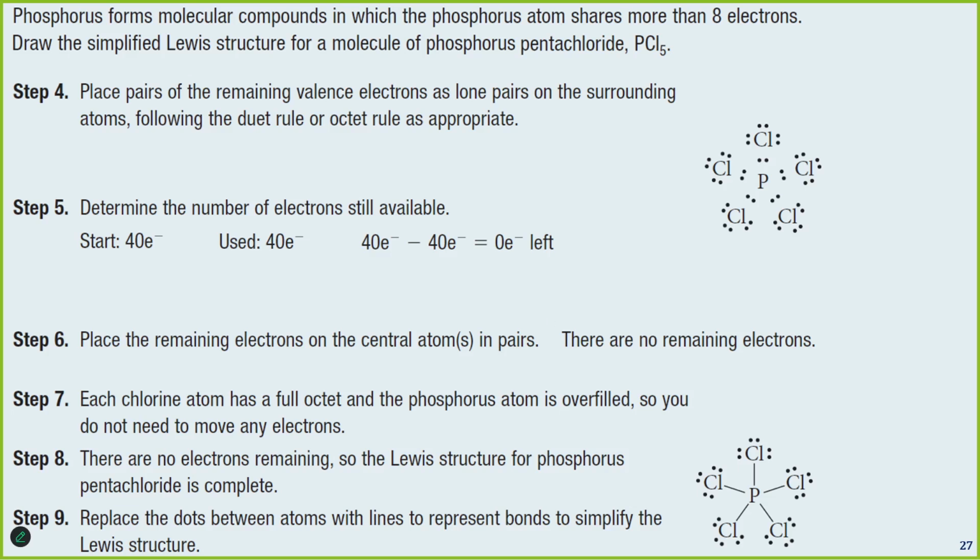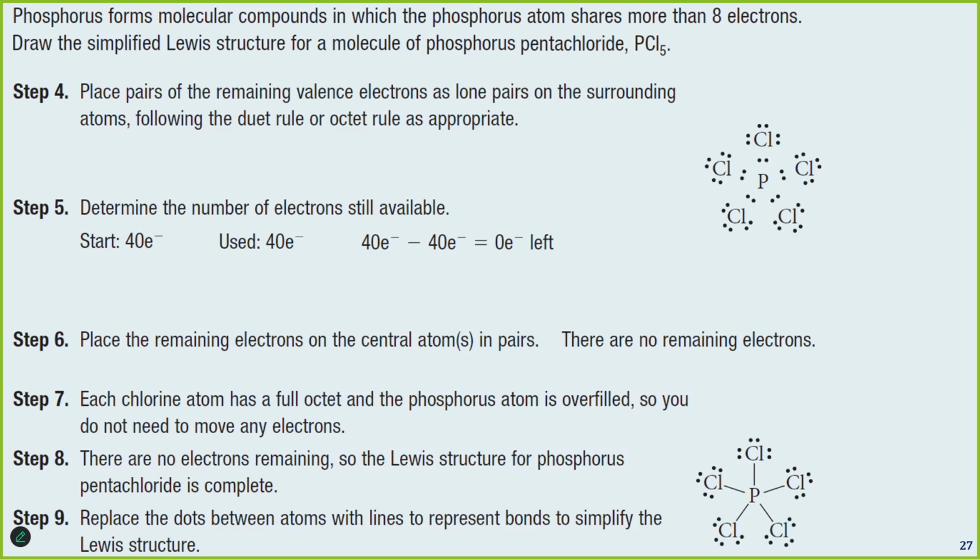Then in step 4, place pairs of the remaining valence electrons as lone pairs on the surrounding items, following the duet rule or the octet rule as appropriate. And apparently, if you do this, in the next step we can find the number of electrons still available is 0. So we can just skip step 6 because there are no remaining electrons. And each chlorine item has a full octet, and the phosphorus item is overfilled, so we don't need to move any electrons. In step 8, there are no electrons remaining, so the Lewis structure for phosphorus pentachloride is complete.